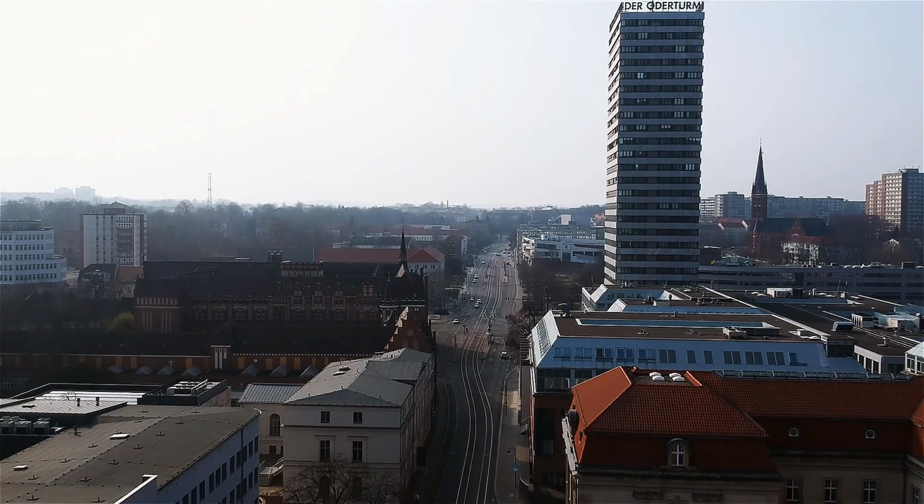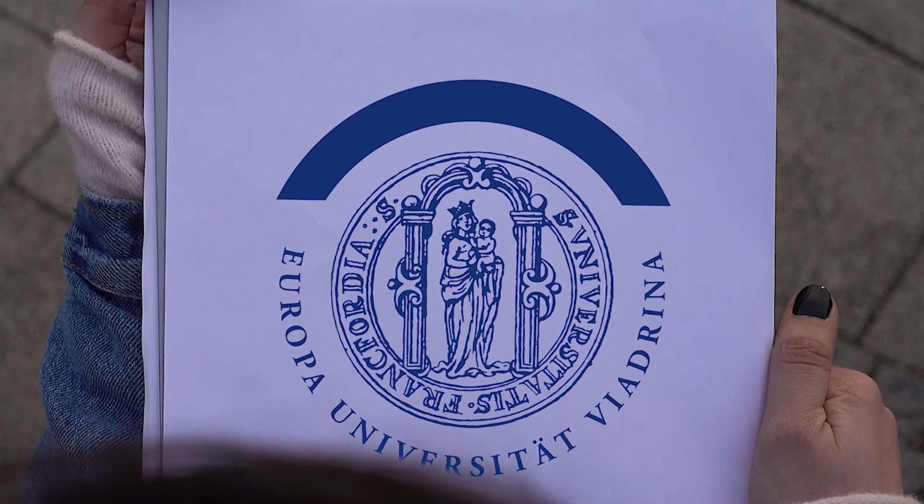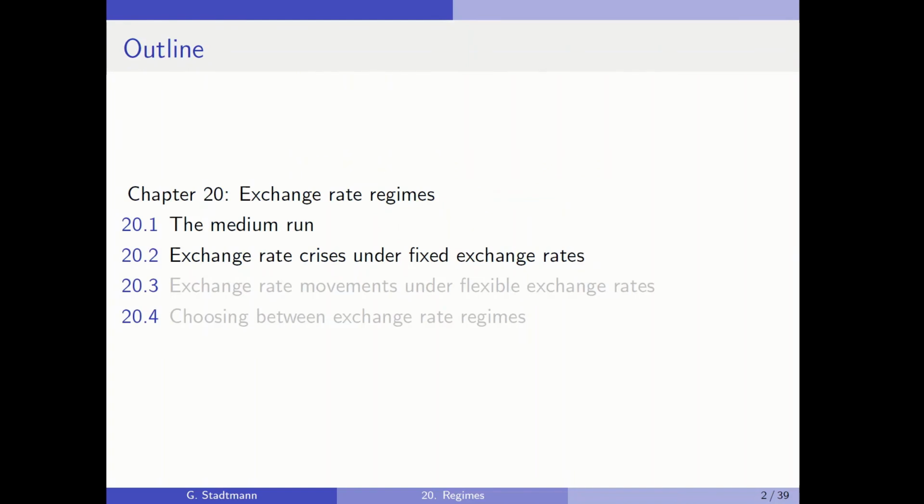Welcome everybody to this lecture in Intermediate Macroeconomics. We are in chapter 20.2, Exchange Rate Crisis under Fixed Exchange Rates.